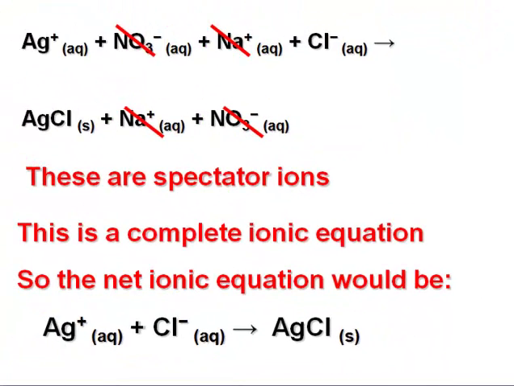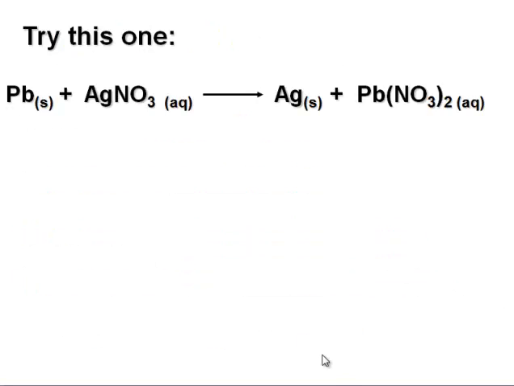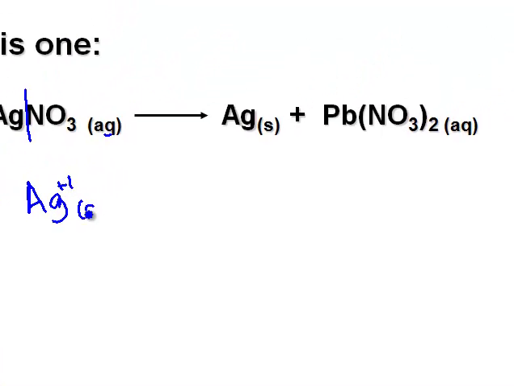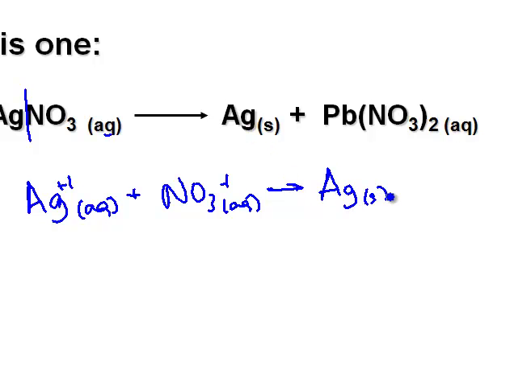Let's try the next one. Okay, so now we have lead, solid, so we just leave it Pb, solid, plus silver nitrate. It's aqueous, so we're going to split it in half. Ag plus 1, aqueous, plus NO3 minus 1, aqueous, yields Ag solid. Remember, you only break apart the aqueous ones.